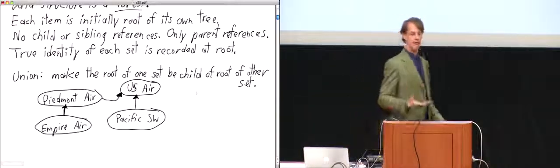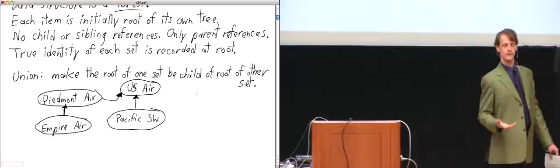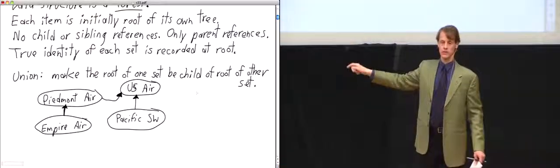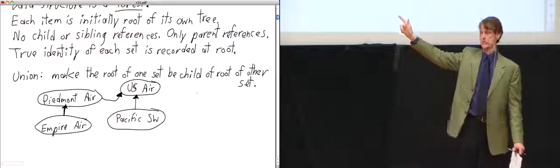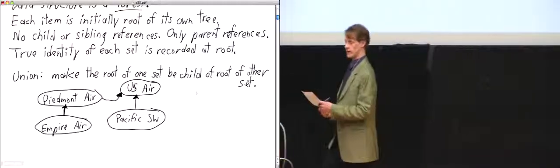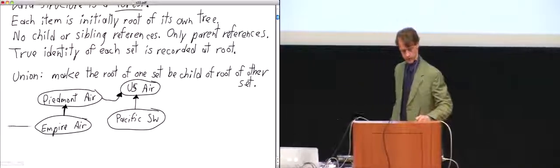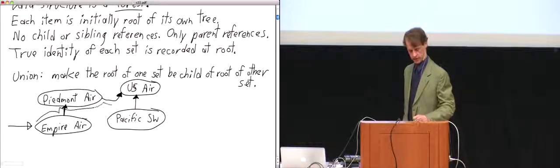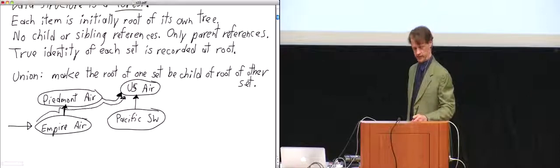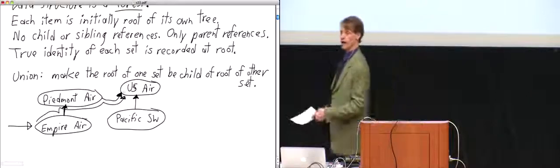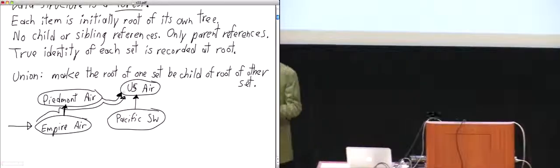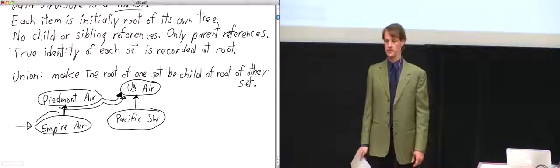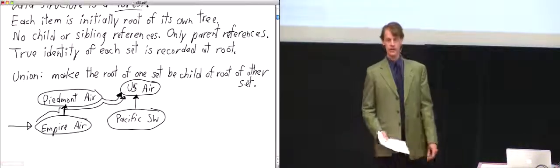If I want to find the set that contains Empire Air, then the way I do it is I walk up the tree. So I assume that I have some sort of reference to Empire Air, and then I can follow those pointers until I get to the root of the tree, which is US Air, and US Air will store the name of the set that contains all 4 of these items. So that is how you do a find operation.